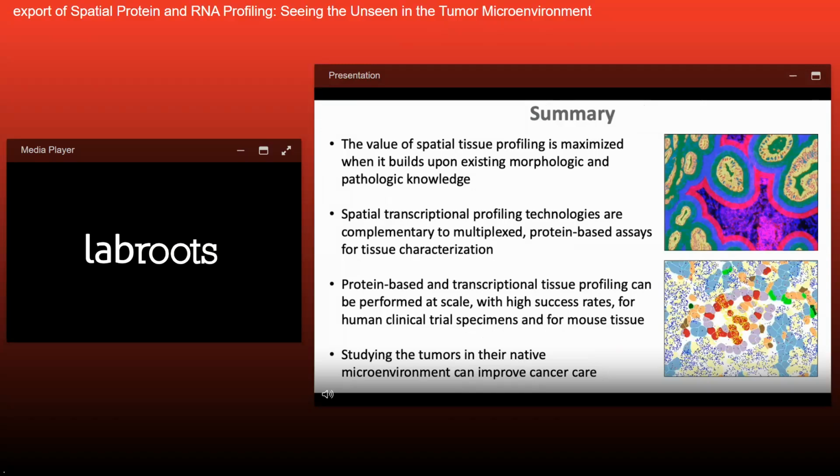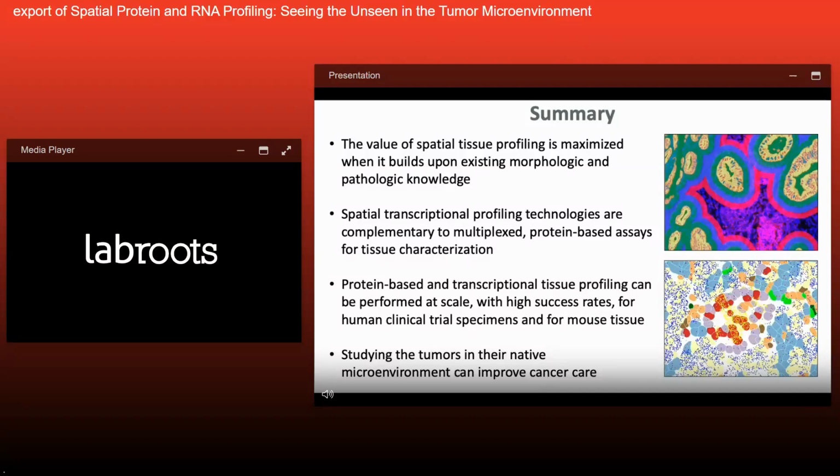And so in summary today, we've talked about a number of points, and I hope I've been able to convince you that the value of doing spatial tissue profiling is really maximized when it builds upon existing morphologic and pathologic analysis. We don't have to look at tissue and take a kind of de novo approach.